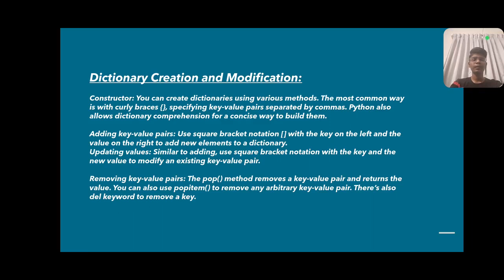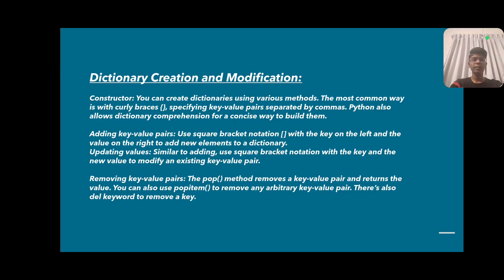Adding key value pairs. Use square bracket notation with the key on the left and the value on the right to add new elements to a dictionary. Updating values. Similar to adding, use square bracket notation with the key and the new value to modify an existing key value pair. Removing key value pairs.